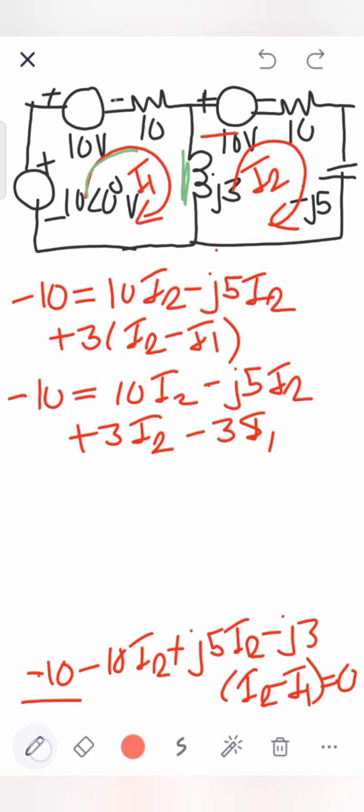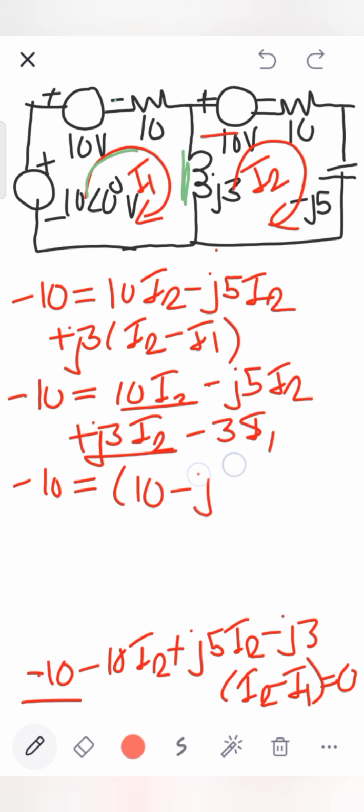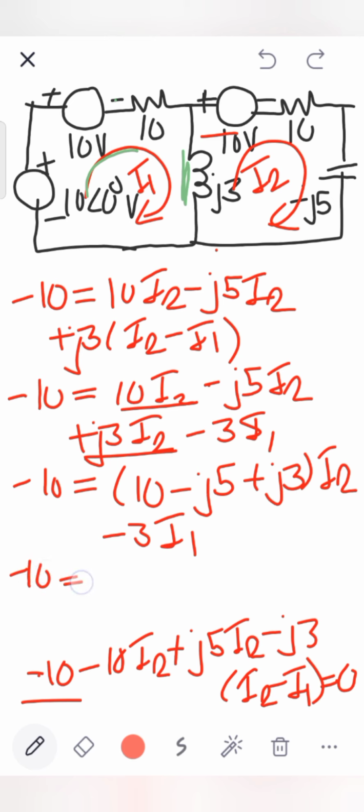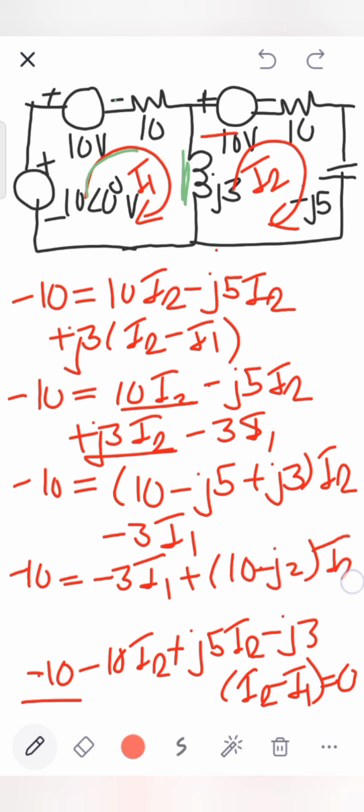So minus 10 equals 10 I2 plus 3, it is a J3, it is a J3. So 10 minus J5 plus J3, I2 minus 3 I1. So the final equation: 10 equals minus 3 I1 plus (10 minus J2) I2. This is your equation number 2.